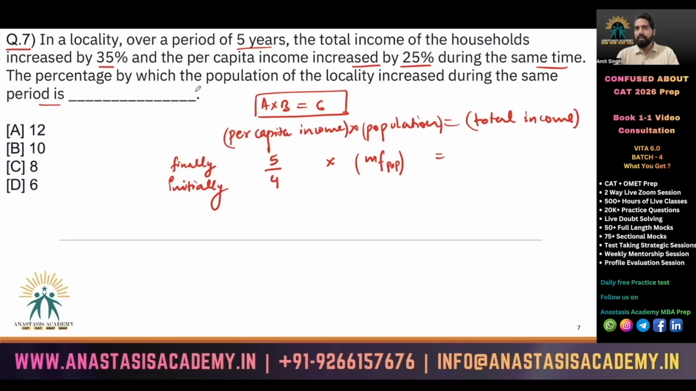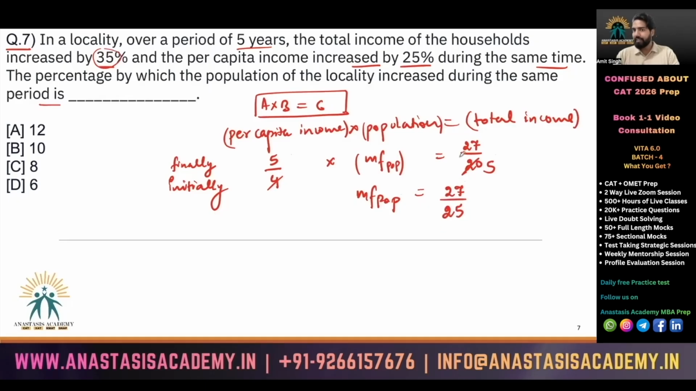So to give the multiplying factor for the change in total income, and that has increased by 35% over the period of 5 years. So if it has increased by 35%, the multiplying factor for this much increase would be 27 upon 20. Can you see the total income would have been 20 before 5 years and now it has become 27, right? So the multiplying factor for population would be, this gets cancelled, 5 times 5, 25. So it's a multiplying factor of 27 upon 25.